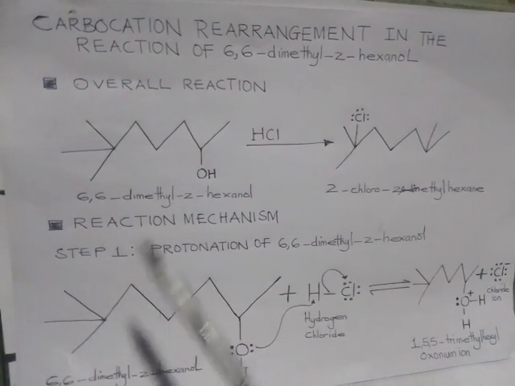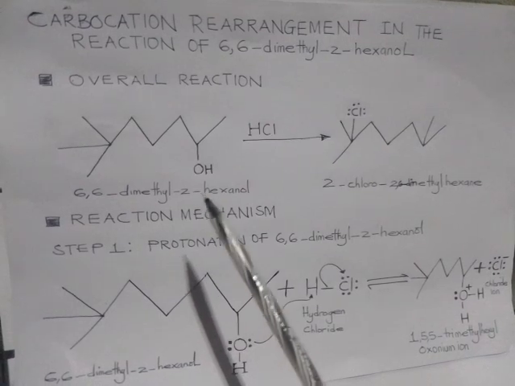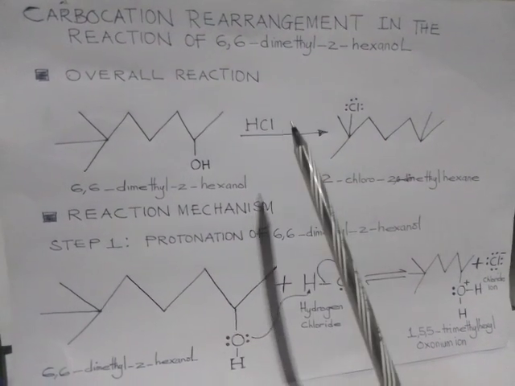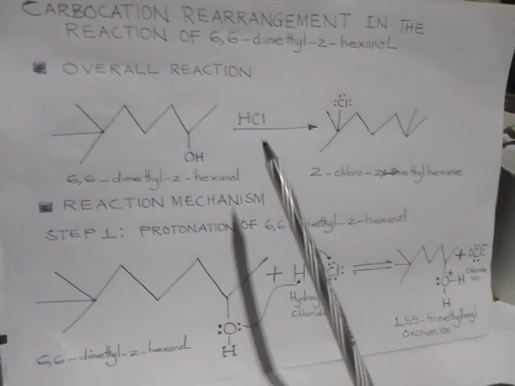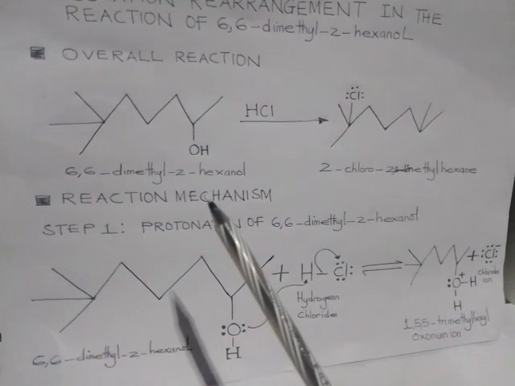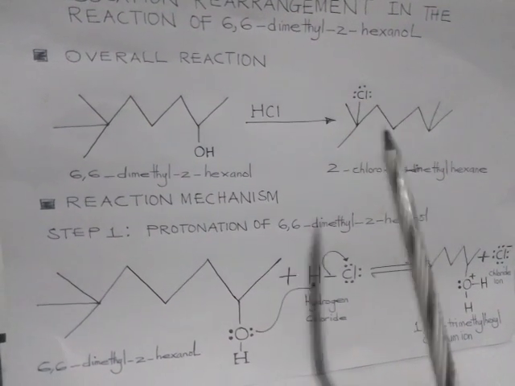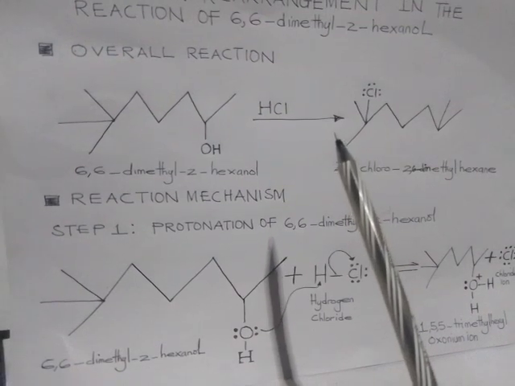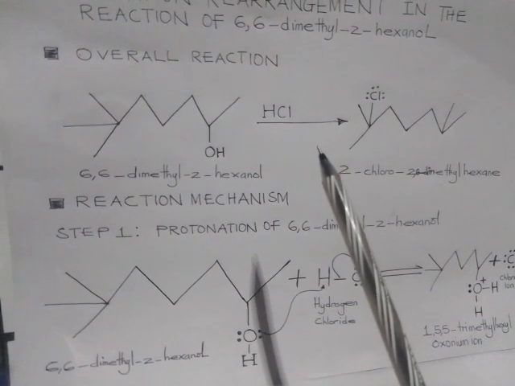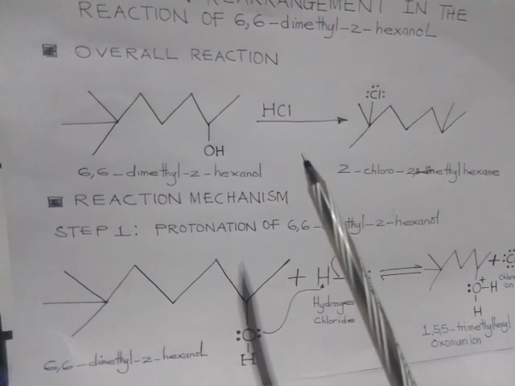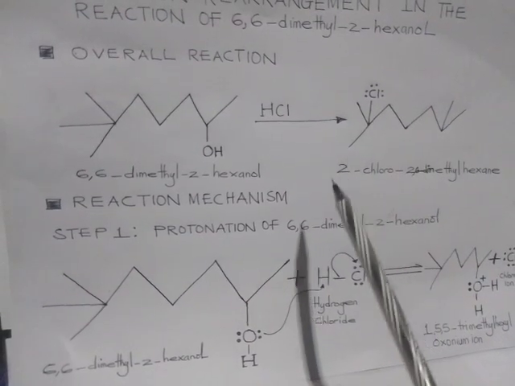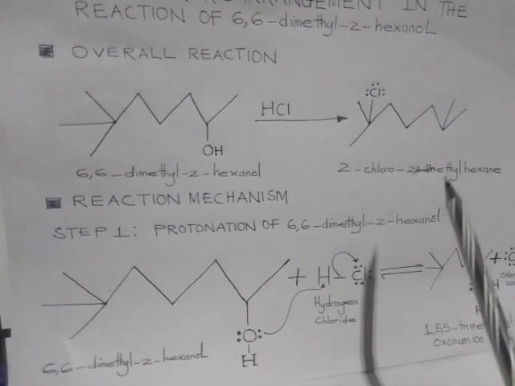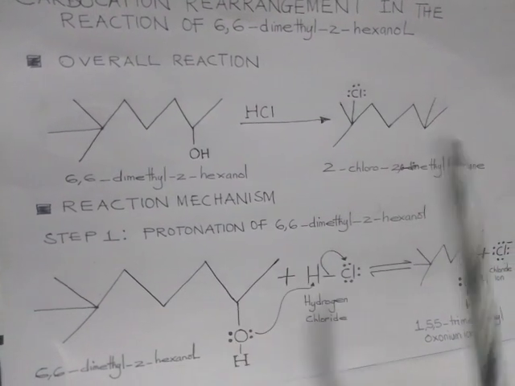When 6,6-dimethyl-2-hexanol got reacted with hydrochloric acid, in the reaction mechanism we are going to see how this happened. This wasn't magical. There must have been several steps through which we got 2-chloro-2,6-dimethylhexane. So let's dive in and see how this happens.